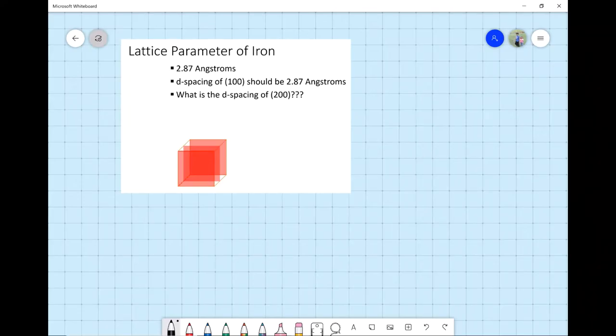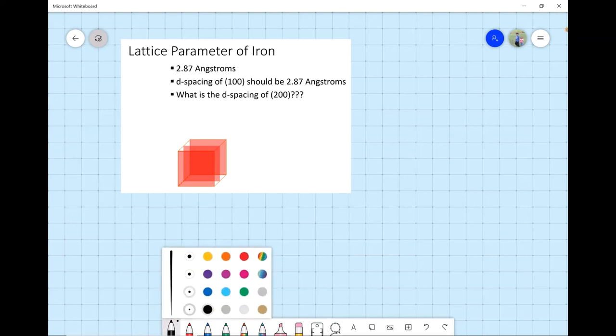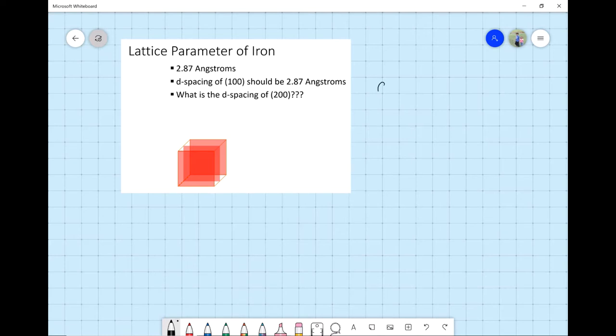So dealing with d-spacing and lattice parameter and that type of relationship, we have our series of equations, and they get more complex for anything that isn't cubic. But in this case, we're dealing with iron, which is BCC, so it falls in the cubic system, so we can use the equations for a cubic crystal structure. Lattice parameter of iron, A, is 2.87 angstroms. And so we know the d-spacing of 100 is 2.87. We visualized it on the previous slide. We can kind of guess what the d-spacing of 200 is, but let's just work through it anyway.